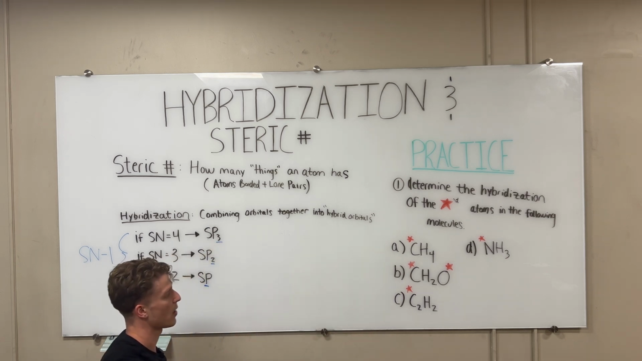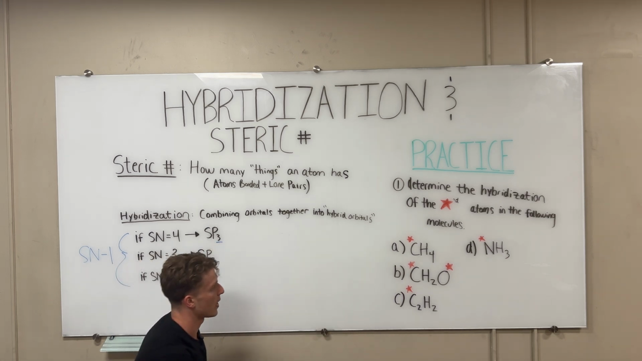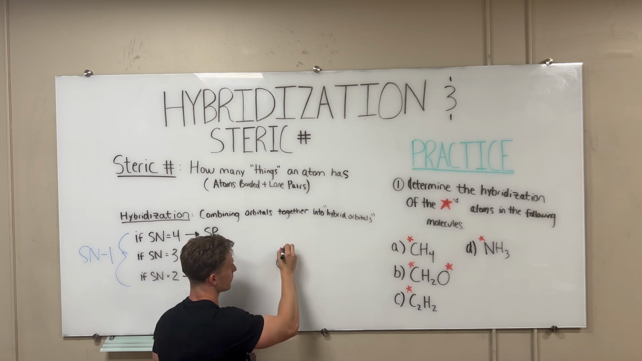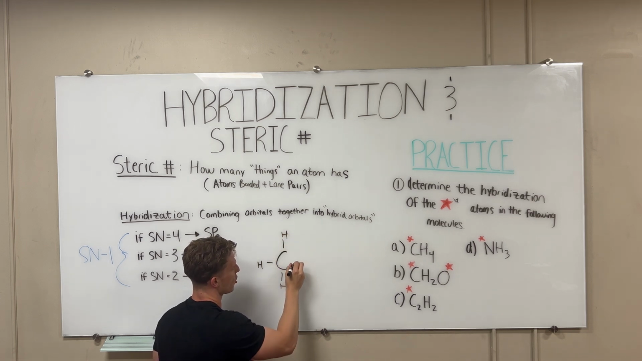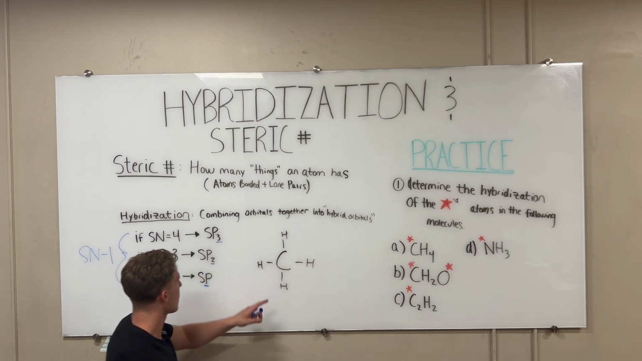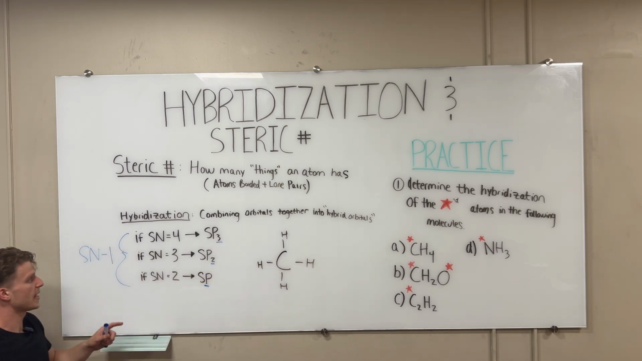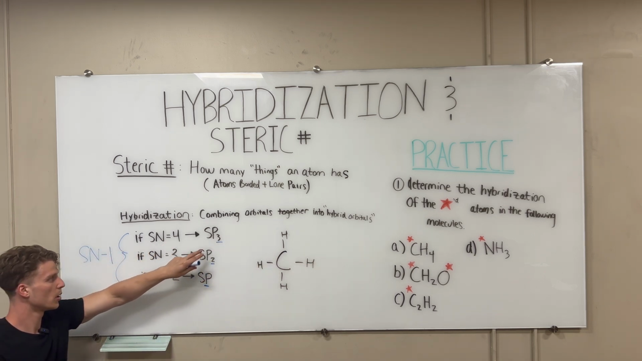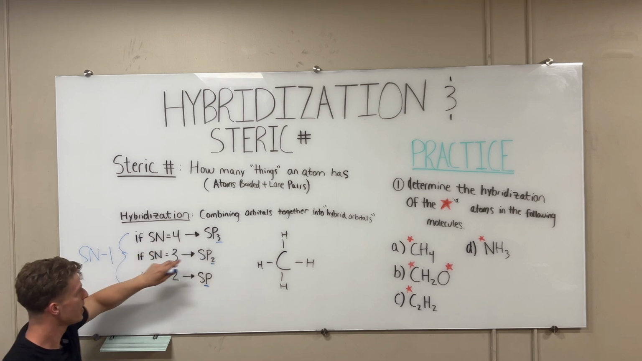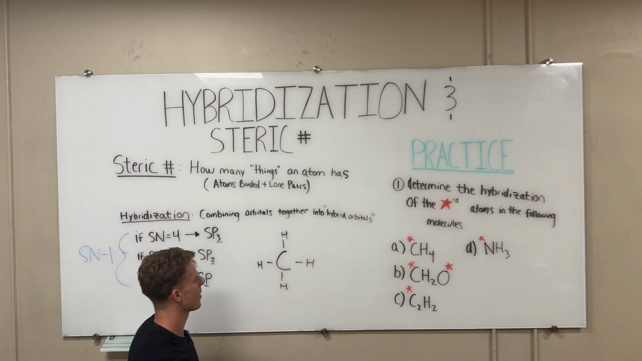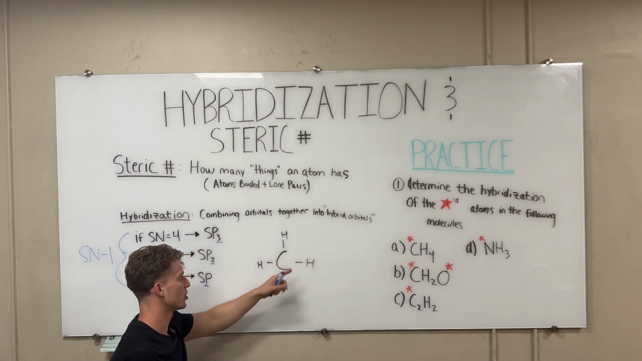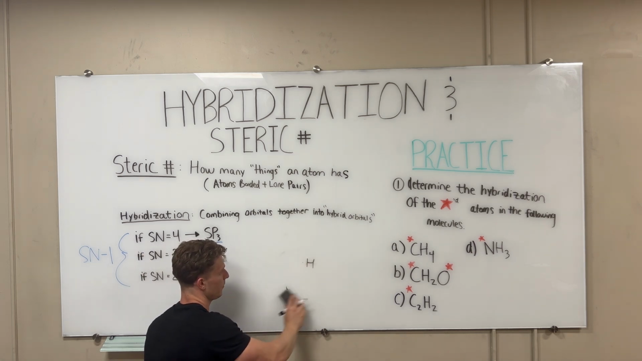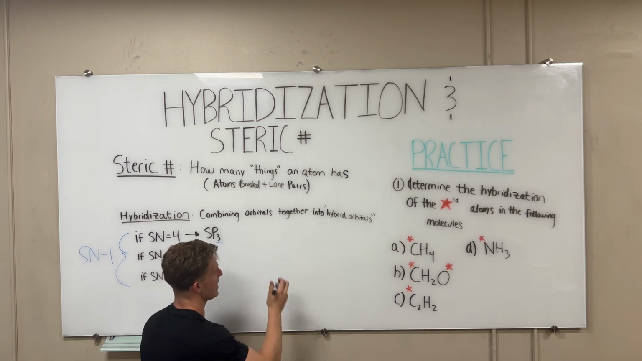let's see if we can tackle some of these practice problems. So CH4, the hybridization of this carbon. Its steric number is going to be 4. So if we take a look, if the steric number is 4, we know that steric number minus 1, this is going to be sp3. So it's going to be an sp3 hybridized carbon. Let's look at CH2O.